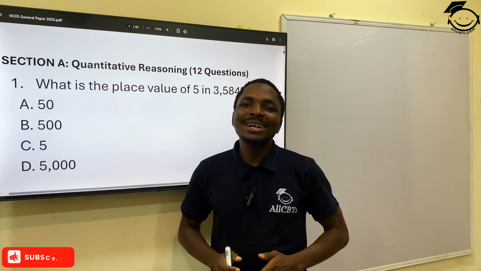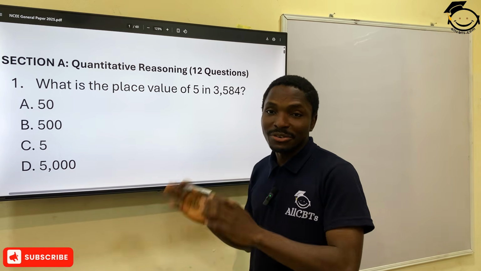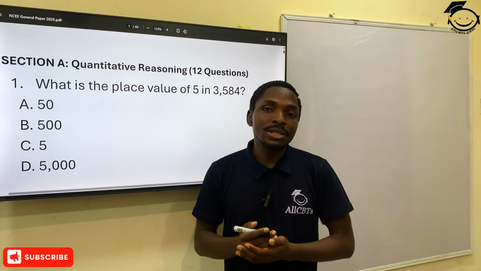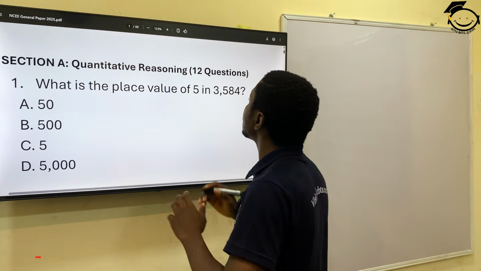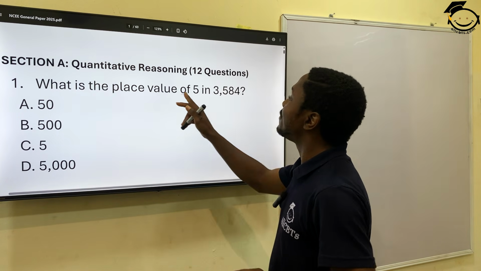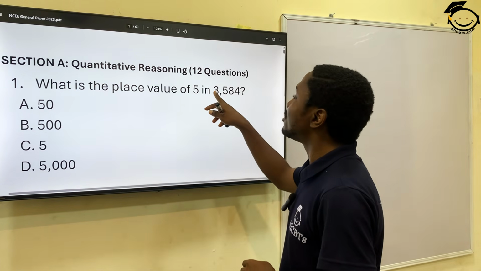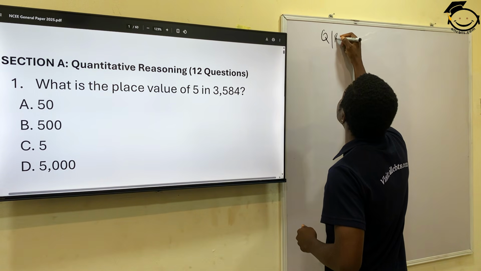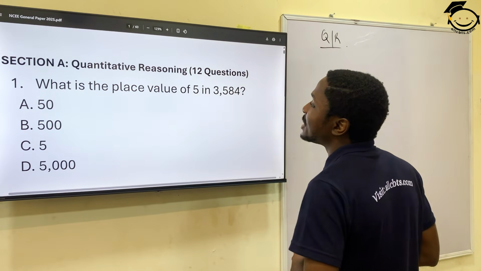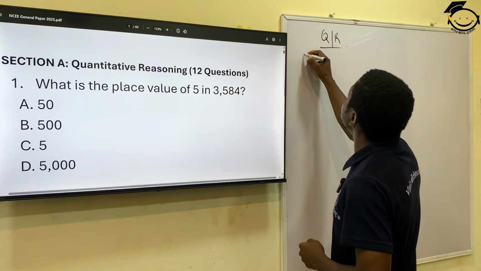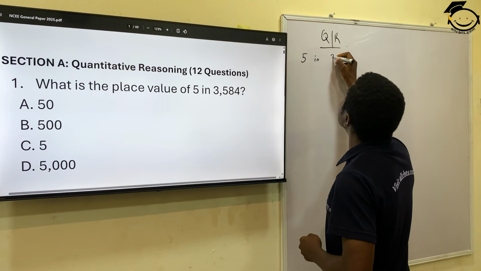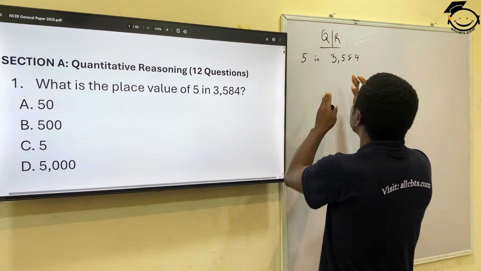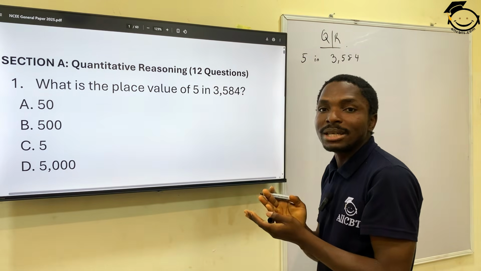All right, welcome back. So we are starting with quantitative reasoning, and I think I have 12 questions for each section. Let's see the first question. What is the place value of 5 in 3,584? Let me just label it as QR, which is quantitative reasoning. Now you have to put each of these numbers into their place value.